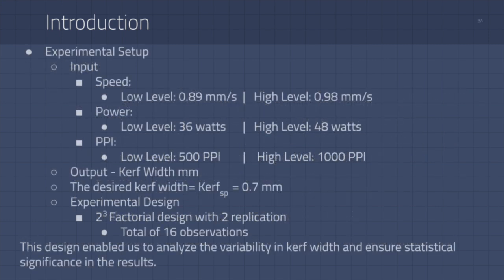To carry out this study, we used a factorial design with 3 factors: speed, power, and pulse per inch, or PPI, each tested at 2 levels. Speed was tested at low and high settings of 0.89 and 0.98 millimeters per second. Power was tested at 36 and 48 watts, and PPI was tested at 500 and 1000. Each combination of these settings was tested twice, giving us 8 observations with replicates. This design allowed us to analyze the variability in kerf width and ensure statistical significance in our results.